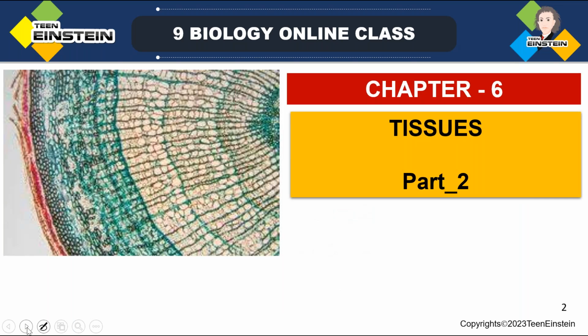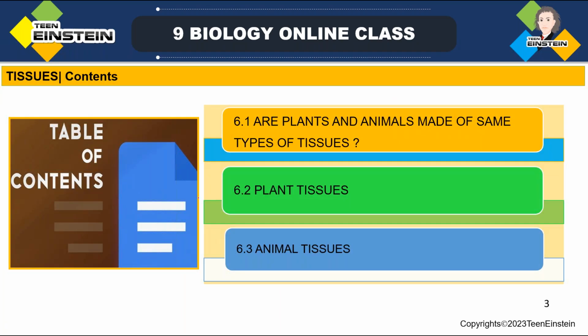So now we are learning the sixth chapter, tissues, and this is the second part of this chapter. In this chapter we are discussing tissues. Our first topic is whether plants and animals are made up of the same type of tissues. That is the first question when we are learning about tissues.